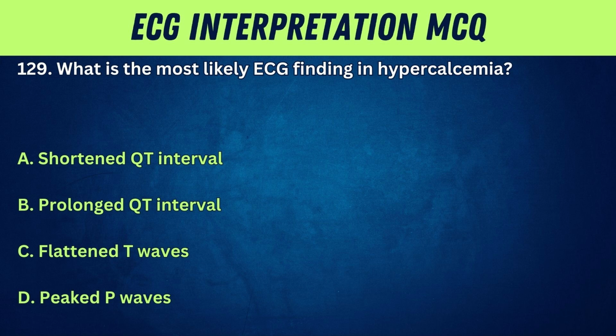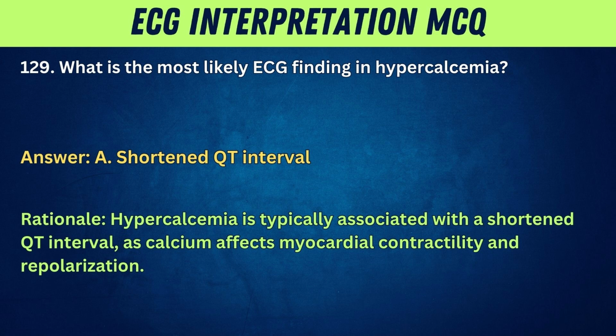129. What is the most likely ECG finding in hypercalcemia? A. Shortened QT interval. B. Prolonged QT interval. C. Flattened T waves. D. Peaked P waves. Answer: A. Shortened QT interval. Rationale: Hypercalcemia is typically associated with a shortened QT interval as calcium affects myocardial contractility and repolarization.